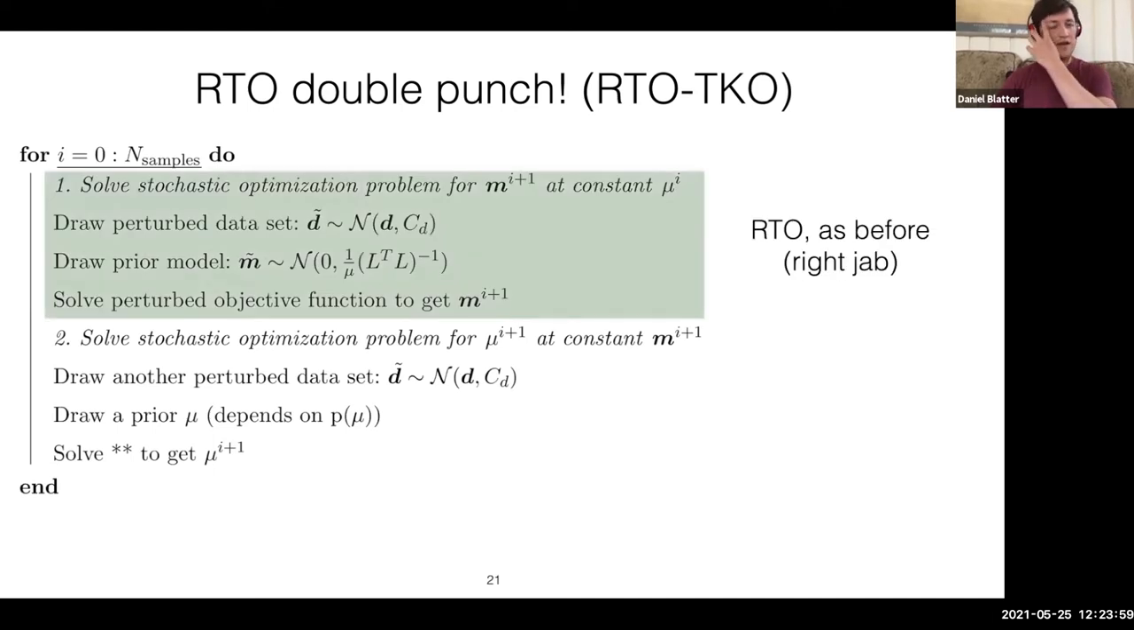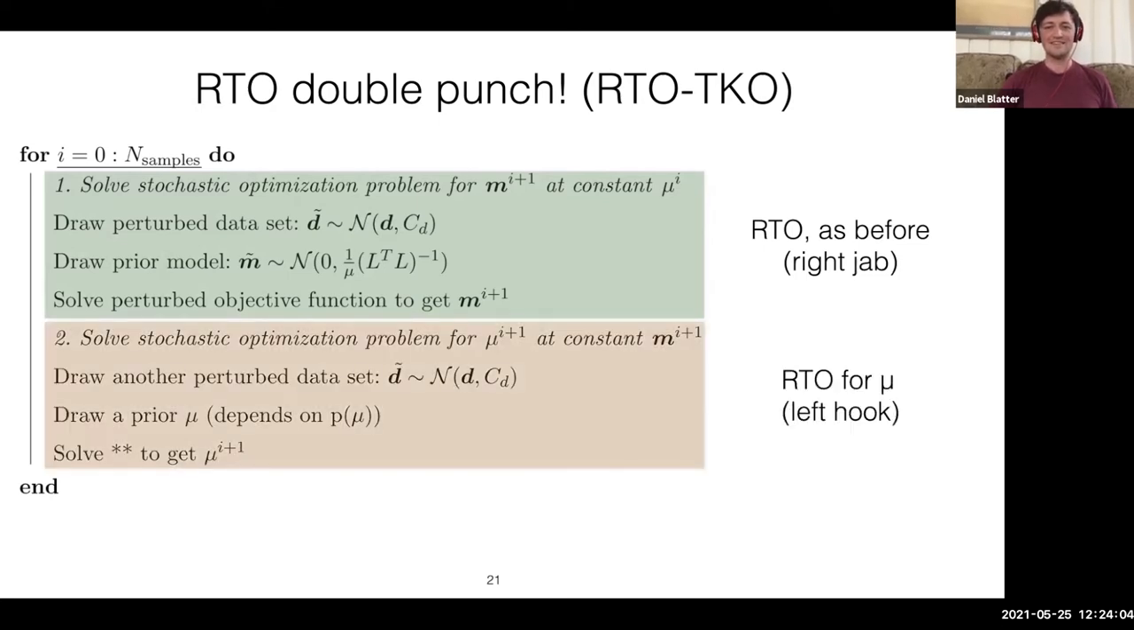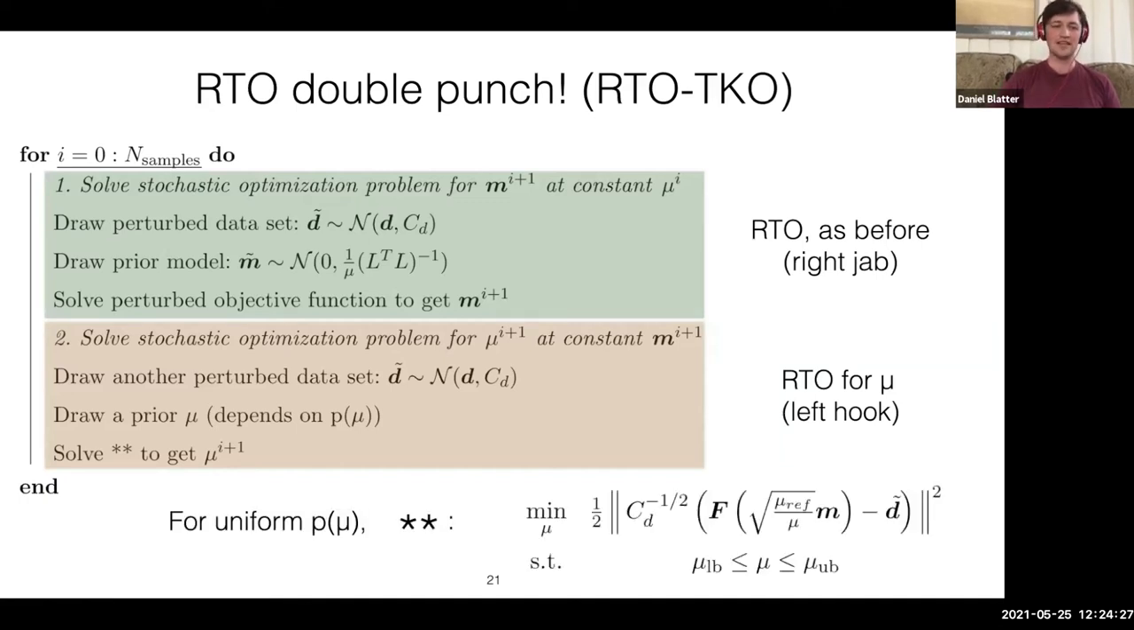This first part is RTO as before, exactly as before. We call this the right jab. And here is the left hook of RTO for mu, where again, we draw another perturbed data set, D tilde, not the same as the previous one, but from the same distribution. And then we draw prior mu, which depends on what you choose for P of mu. And then you solve a stochastic objective function for mu i plus one at fixed m i plus one. For example, if your distribution is uniform, this is the objective function that you minimize, where again, M is fixed. And so what mu essentially does is it acts to stretch or squish the model uniformly.